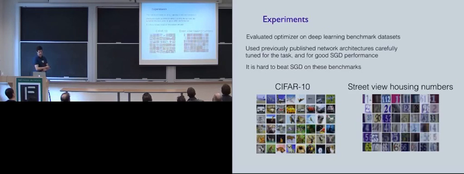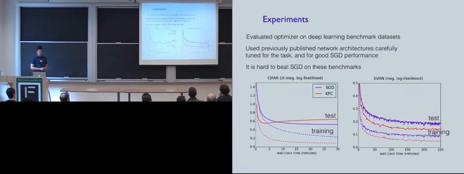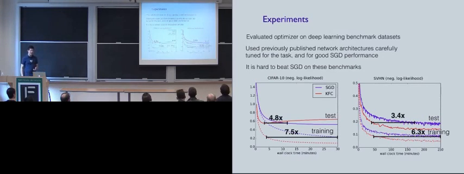And so how well does this work? So we evaluated our optimizer on various deep learning benchmark data sets, and we used previously published network architectures which had already been carefully tuned for the task in order to get SGD to work well. And so it's fairly hard to beat these baselines, but in fact, we can beat SGD by fairly significant margins on both the training set and the test set. So here are plots for CIFAR-10 and Street View House Numbers, two standard benchmark data sets. And we get improvements between a factor of 2 and a factor of 7, depending on exactly how you measure.